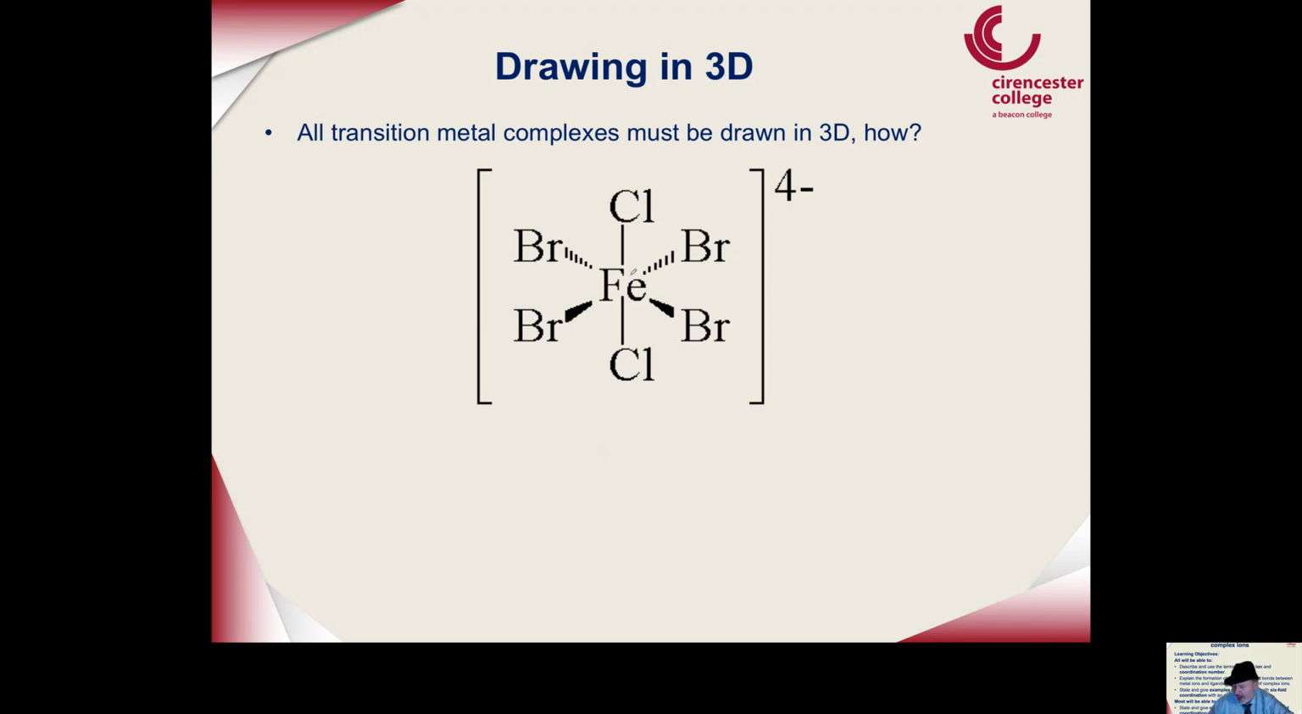Can you think of any other things that might contain iron in their center and have a complex? You got it. Hemoglobin. Hemoglobin is a complex ion.